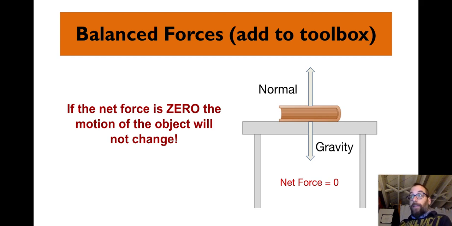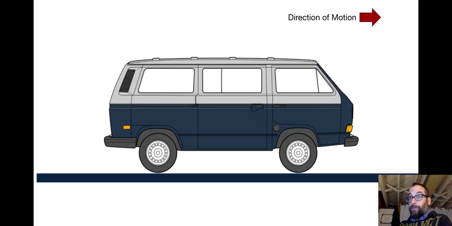Now, clearly, if you've got balanced forces, you can have unbalanced forces, and we're going to look at that scenario next. So here is a Vanagon. Imagine this Vanagon is driving to your right, accelerating away from a stoplight.